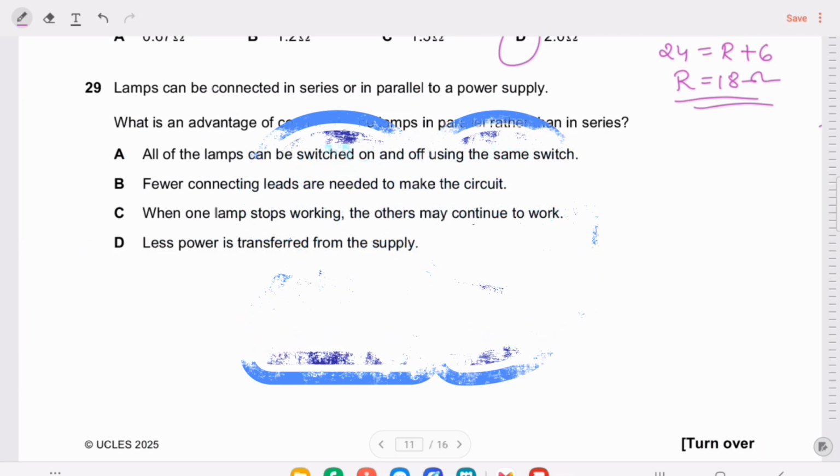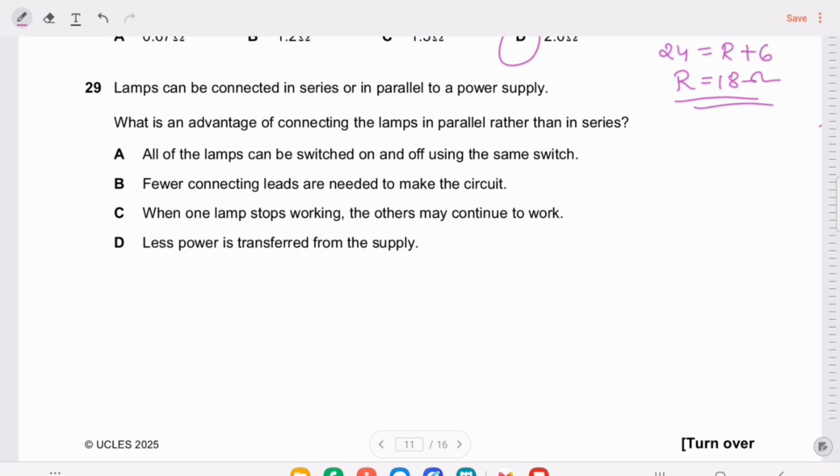Lamps can be connected in series or in parallel to a power supply. What is an advantage of connecting the lamps in parallel rather than in series? All of the lamps can be switched on and off using the same switch. Fewer connecting leads are needed to make the circuit. When a lamp stops working, the others may continue to work. Less power is transferred from the supply.